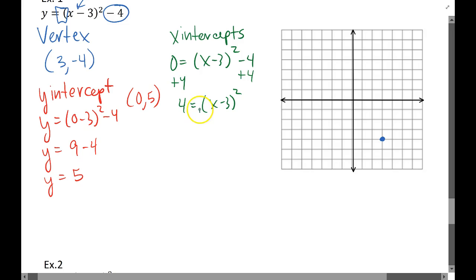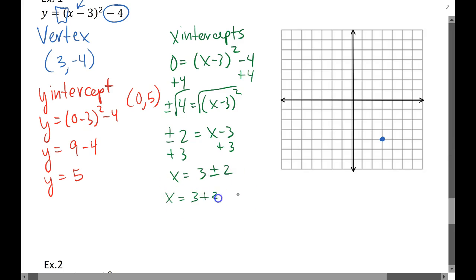To get rid of the squared, we will square root both sides. The one thing to note is whenever you take the square root of both sides, you need to add the plus or minus. Since we know the square root of 4 is 2, we can say plus or minus 2 equals x minus 3. Add 3 to both sides, and we get x equals 3 plus or minus 2. So x equals 3 plus 2 and x equals 3 minus 2, which gives us x equals 5 and x equals 1, meaning our x-intercepts are (5, 0) and (1, 0). We can plot those also on our graph.